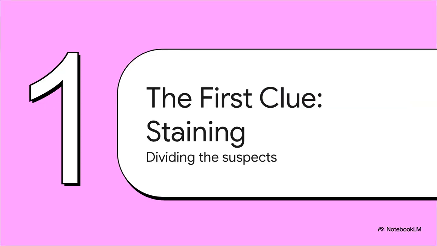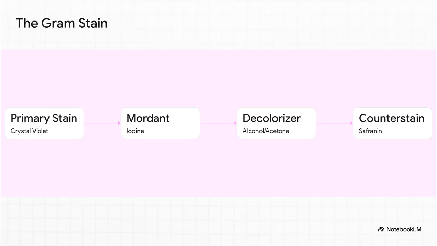Okay, so every good investigation needs a solid starting point. In microbiology, that first absolutely crucial clue comes from staining. This one single procedure takes a massive list of potential suspects and immediately splits them into two main gangs, and it's all based on one thing: the structure of their cell wall. The classic technique here is the gram stain.